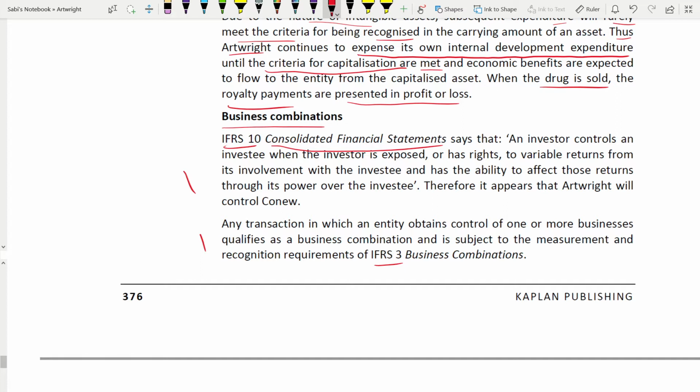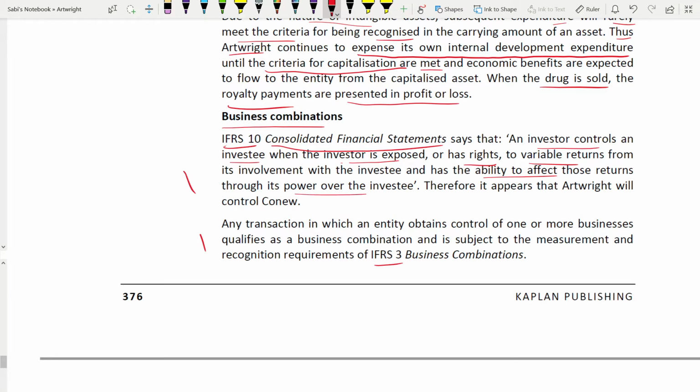In IFRS 10, it's a small standard. IFRS 3 is a very big, vast standard because it's group accounting. So definitely these two will come, but mostly it is IFRS 3 which comes. IFRS 10 gives you the definition of control. What is it? Investor controls an investee when the investor is exposed, or has rights, to variable returns from its involvement with the investee, and has the ability to affect those returns through its power over the investee.